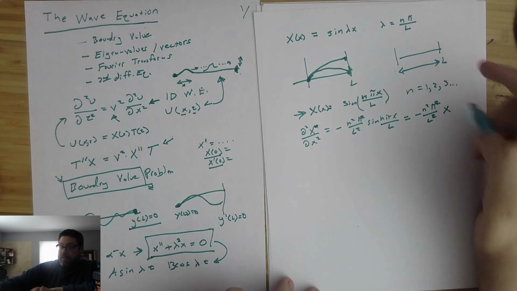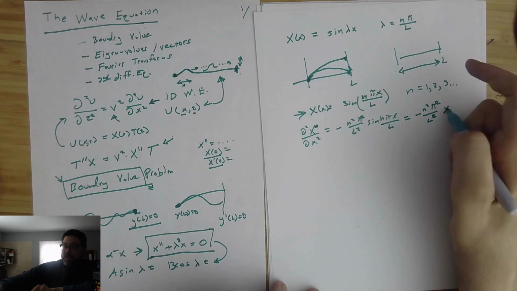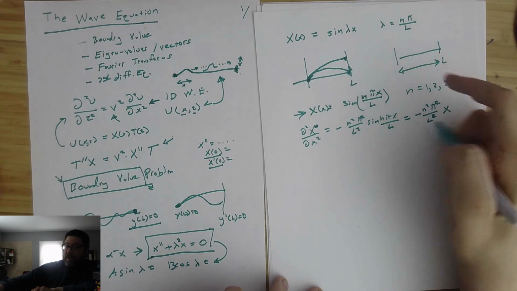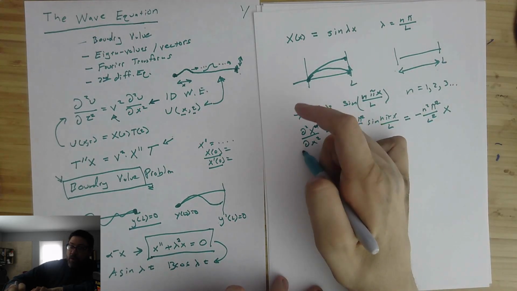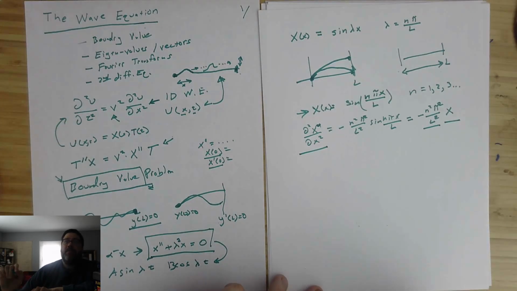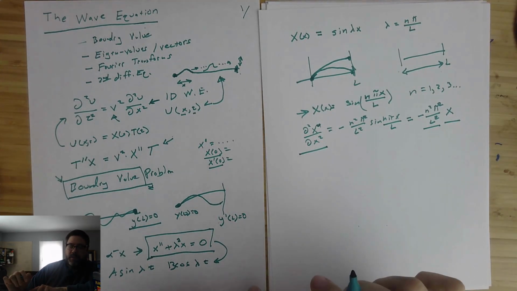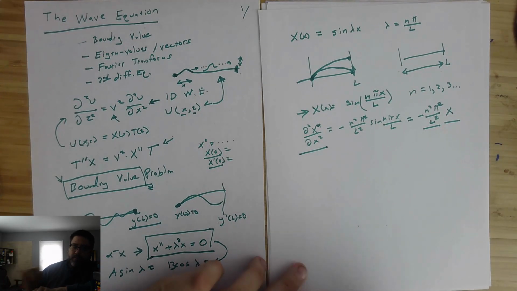times X itself, right? So now we're back to this interesting situation that we expected to happen, this eigenvalue, eigenvector situation, where the second derivative of a function equals a number times the function. This is a typical thing we'll see for eigenvalue, eigenvector equations. And we know the spatial part. So let's go ahead and plug that back in.